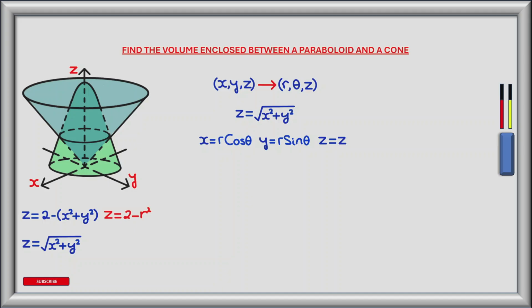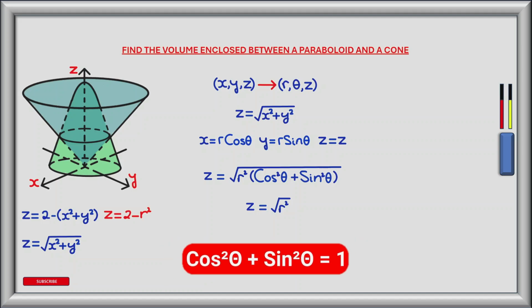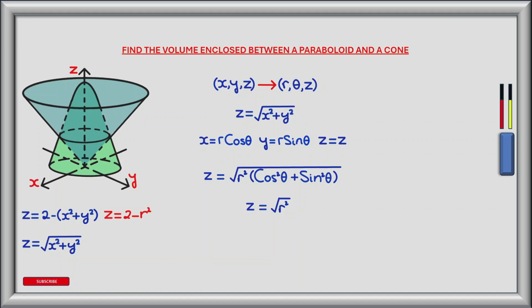Moving on to the cone, we need to do the same thing. So we need to substitute r cos theta for x, r sin theta for y, and leave z as is, so z will equal z. Having made the substitution, we're left with z equals the square root of r squared into the bracket of cos squared theta plus sin squared theta. Using the trig substitution, where cos squared theta plus sin squared theta is equal to 1, we have z equals the square root of r squared. Taking the positive square root, we have z equals r. And this is the equation of the cone in cylindrical form.